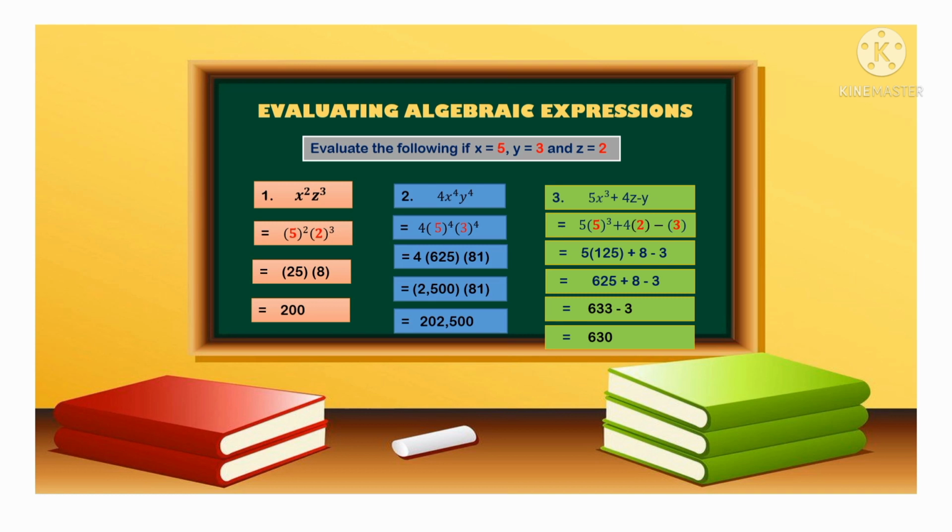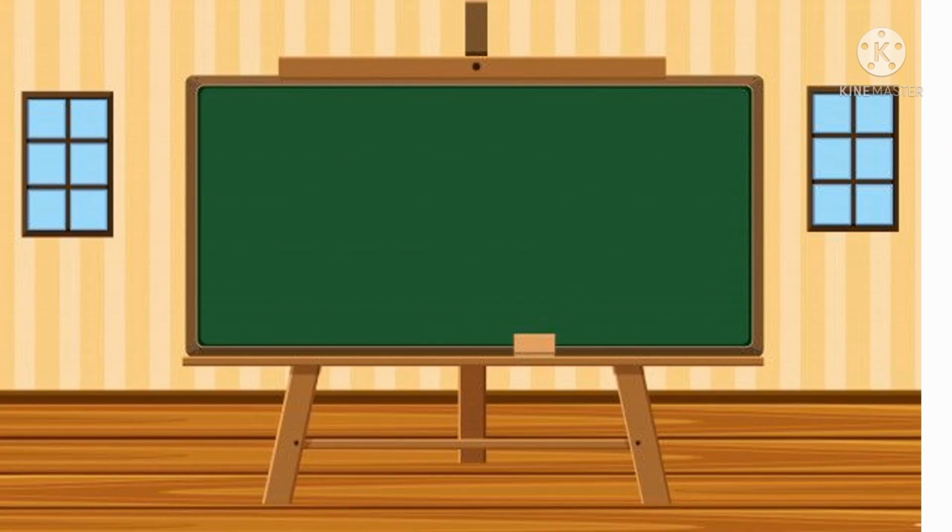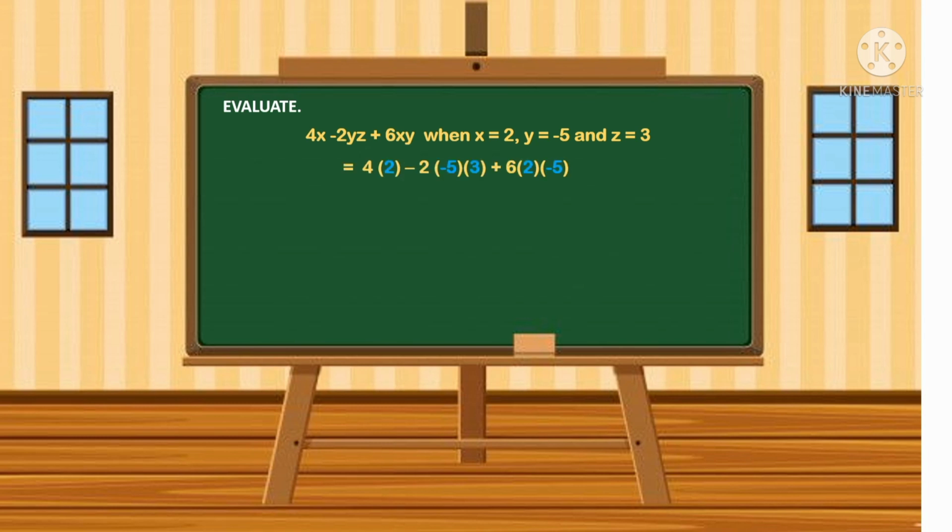So let's have another example: 4x minus 2yz plus 6xy when x is equal to 2, y is equal to negative 5, and z is equal to 3. This expression is a trinomial because it has 3 terms. So the same procedure, we have to substitute all the values of our variables.